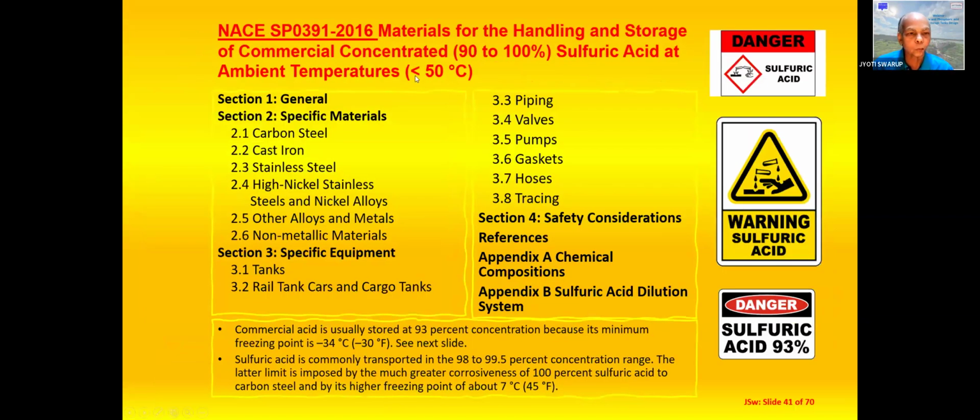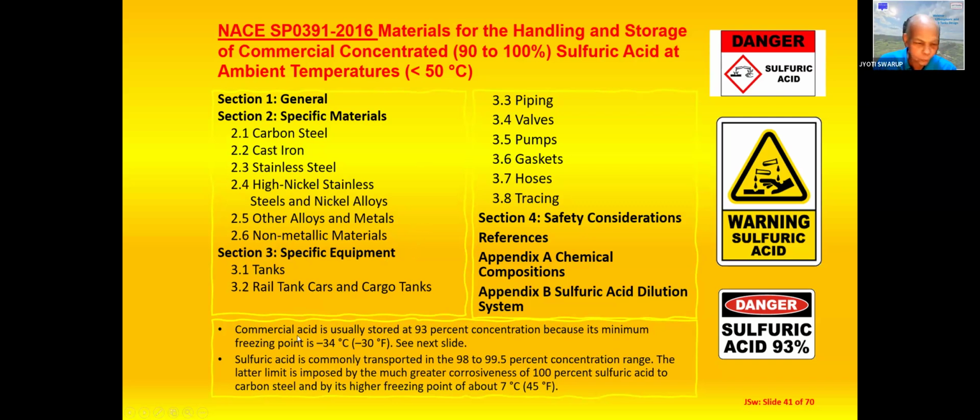Now this is the other code, NACE MP 0391, for the material for handling and storage of commercial concentrated sulfuric acid at ambient temperature. So we have a separate code for material selection only. I have just given a brief description of what it says. It can use carbon steel, cast iron, stainless steel, high nickel stainless steel, other alloys, and non-metallic materials. Non-metallic, as I mentioned, is for smaller sizes. For larger sizes, you have to go with carbon steel or other steel.